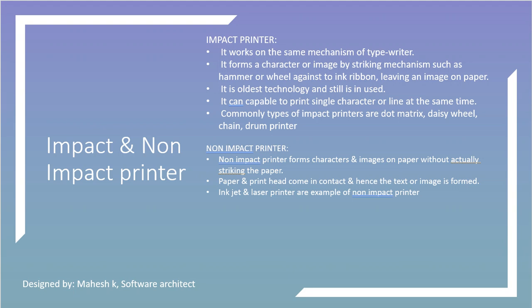Non-impact printer is basically less noisy. A non-impact printer forms characters and images on paper without actually striking the paper, so it does not strike anything like hammering or any other things. The paper and print head come in contact and hence the text or image is formed. Inkjet and laser printers are examples of non-impact printers. Okay, so it's non-noisy, and it's costly as well.